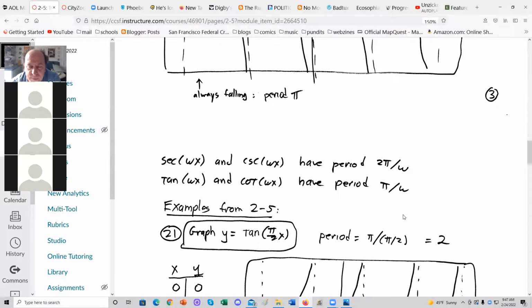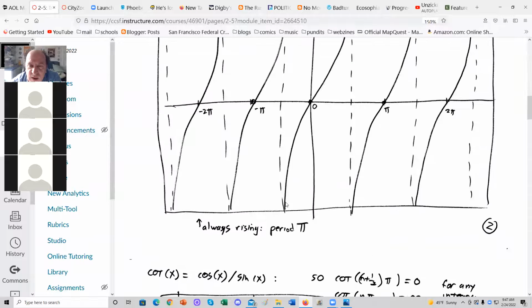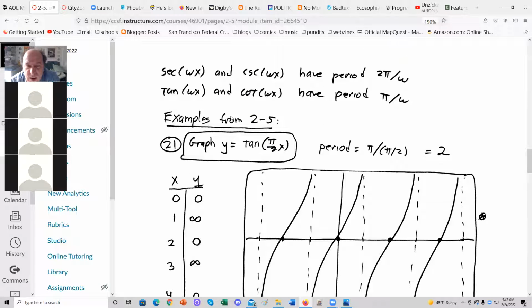Now, if you do secant omega x or cosine omega x, you shrink the period by a factor of omega. So these have period 2 pi over omega. Same here, tangent and cotangent. You shrink the period by a factor of omega. Since tangent and cotangent have period pi, then tan omega x and cotangent of omega x have period pi over omega. Now, graph y equals tan pi over 2 x.